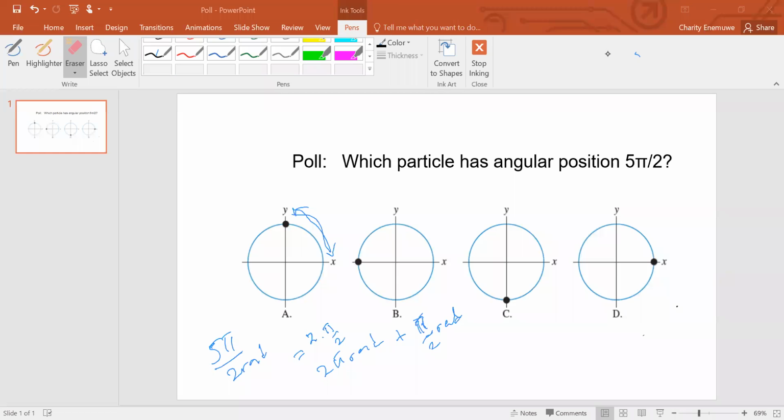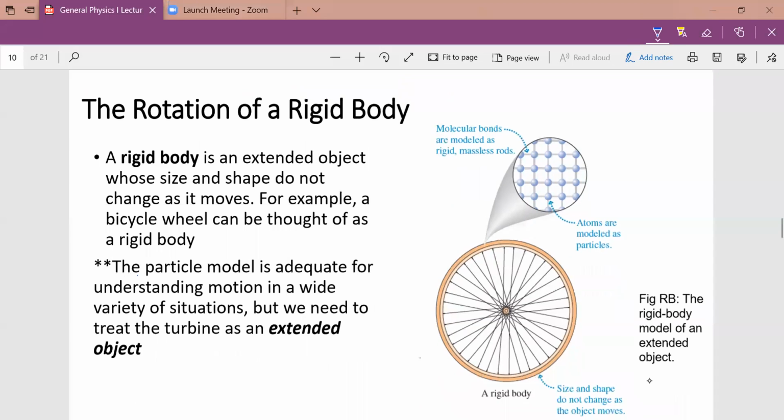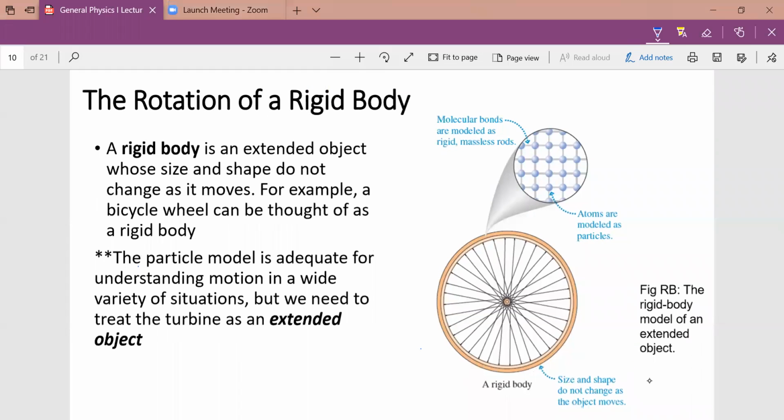So I'll stop sharing this screen. Let's go back to our class. And most of us gave the reply to be the correct one, which is A. Can we still see my screen?